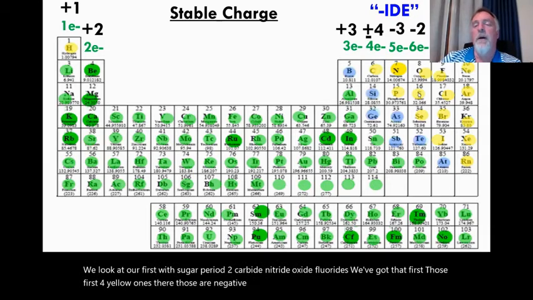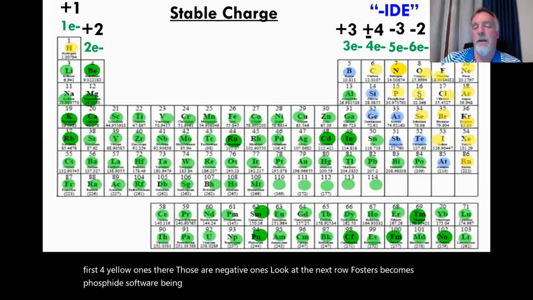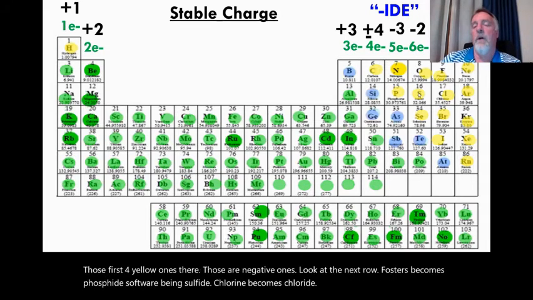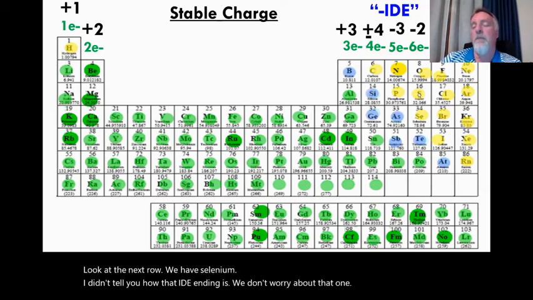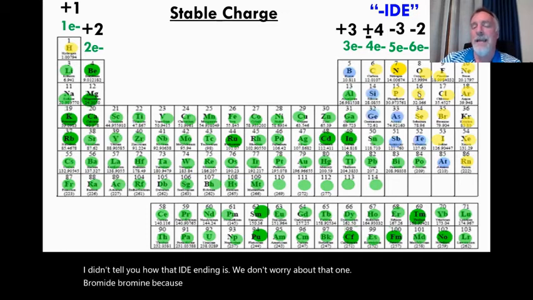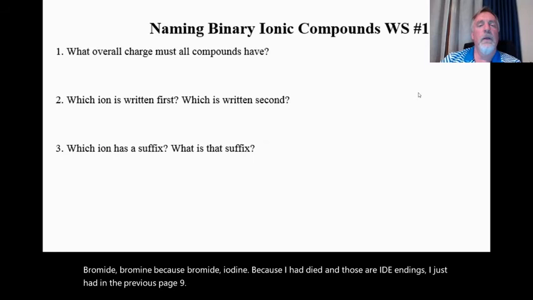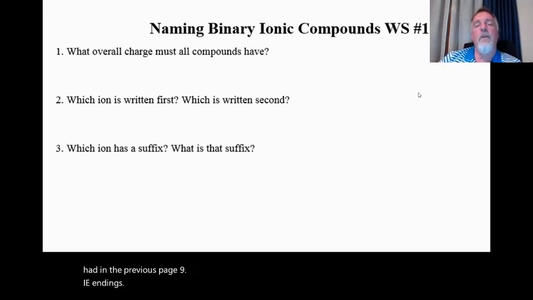Look at the next row. Phosphorus becomes phosphide, sulfur becomes sulfide, chlorine becomes chloride. Look at the next row. We have selenium. I didn't tell you how that IDE ending is, so we don't worry about that one. Bromine becomes bromide. Iodine becomes iodide. Those are our IDE endings I just had on the previous page. Those 9 IDE endings. Let's go on and talk about worksheet number 1 now.